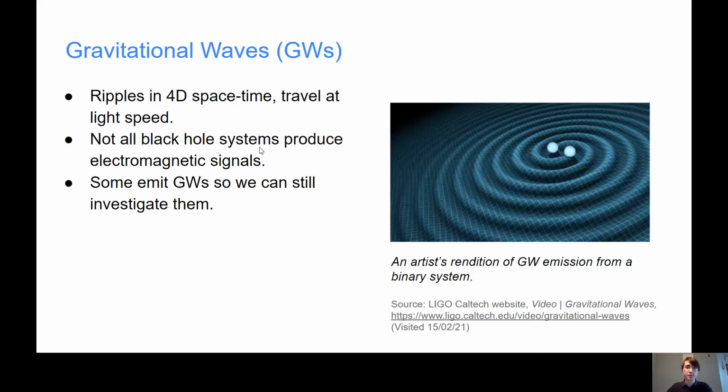Gravitational waves are ripples in four-dimensional space-time that travel at the speed of light. They're useful in astronomy because not all black hole systems actually produce detectable electromagnetic signals, though they may still emit gravitational waves, which can be used to investigate their properties.